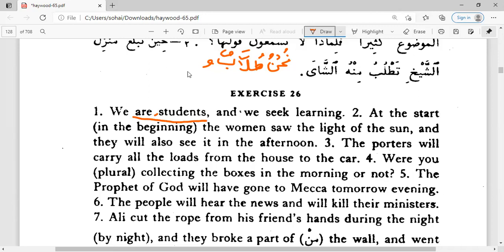Nahnu tullabun. We are students and we seek learning. How do you say seek? Talaba, the verb means to seek. Talaba yatlubu. Yatlubu, learning. Learning is ilman, we are seeking knowledge, right? And how do you say we are seeking? We seek. We seek is present, right? Yeah. So we're going to use natlubu. Not talabna. Talabna is we sought, past tense. Okay. Natlubu ilman. Yeah, you were using this imperfect when there was perfect sometimes.